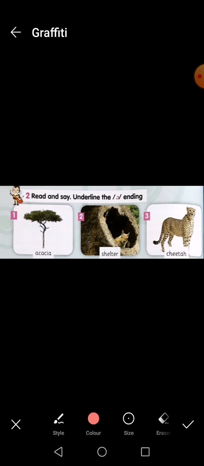Now in exercise number 2, we have to underline the schwa ending, okay? Acacia, acacia, where's the schwa sound? Yes, in here. Shelter, yeah. And cheetah, cheetah, in here.